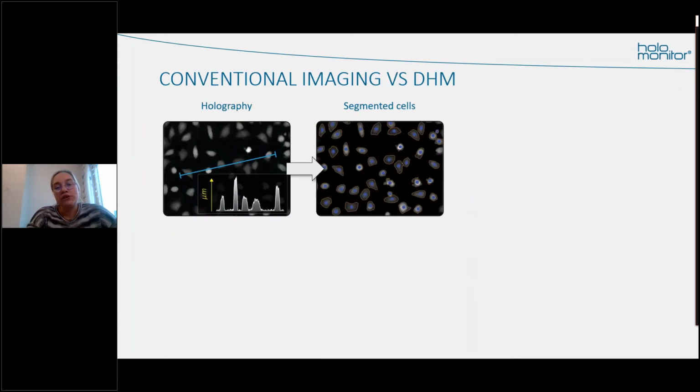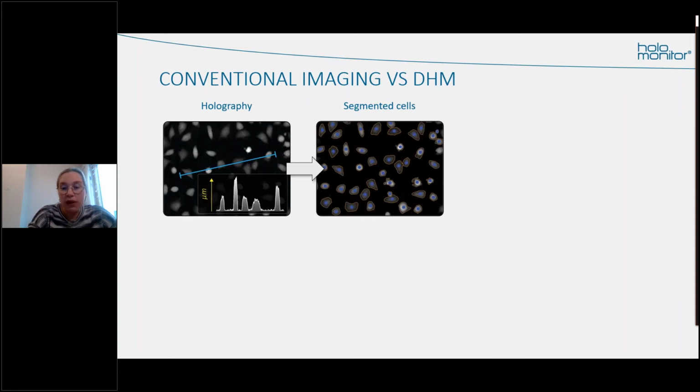The technology does not only allow you to visualize the cells, but also gives you quantitative data on all cells in the image. As you can see in the top left image, there is a line covering five of the cells, and underneath is a histogram showing the thickness across the line. As you can see, there is a sharp contrast between the cells and the background, which makes it easy for the computer to segment the cells.